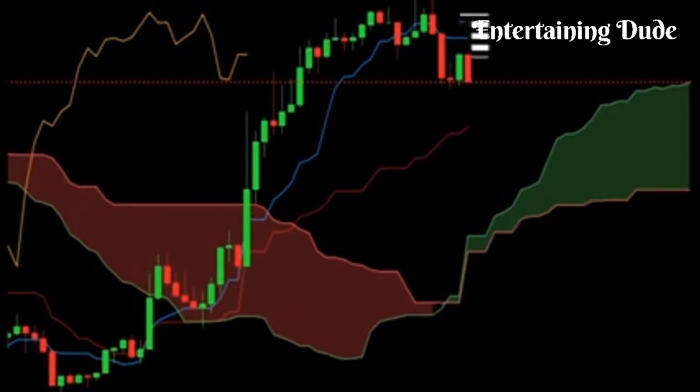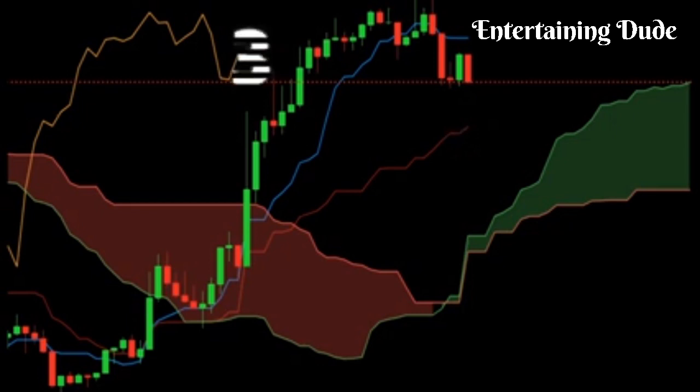1. Tenkan-sen line, also called the conversion line, represents the midpoint of the last 9 candlesticks. It's calculated with the following Ichimoku formula: 9 period high plus 9 period low divided by 2. 2. Kijun-sen line, also called the base line, represents the midpoint of the last 26 candlesticks. It's calculated with the following formula: 26 period high plus 26 period low divided by 2.